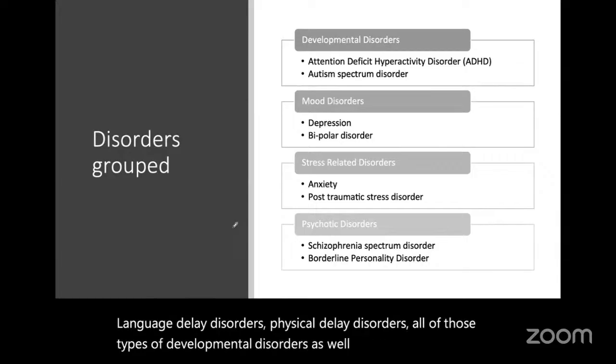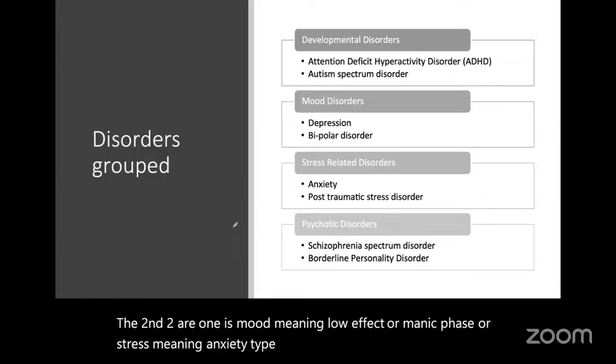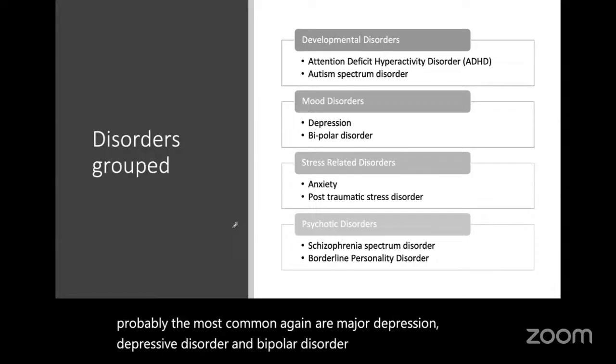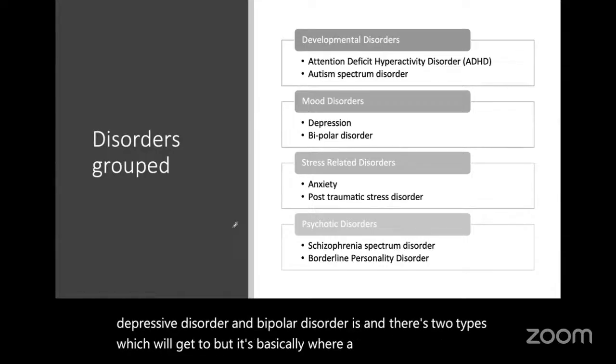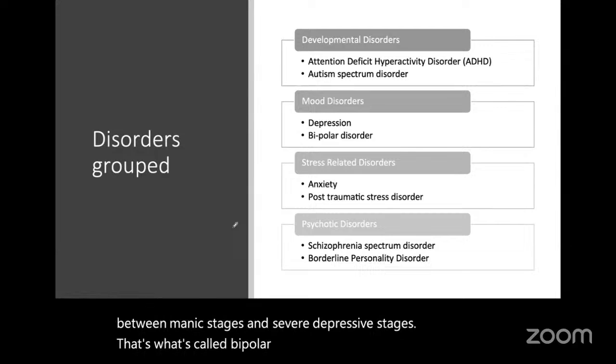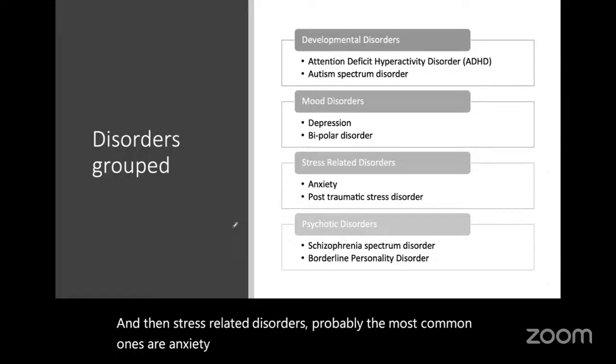The second two are, one is mood, meaning low affect or manic phase, or stress, meaning anxiety type disorders. Mood disorders, probably the most common, again, are major depressive disorder. And bipolar disorder, and there's two types, which we'll get to, but it's basically where a person fluctuates between manic stages and severe depressive stages. That's what's called bipolar 1. And then stress related disorders, probably the most common ones are anxiety disorders and post traumatic stress disorder.